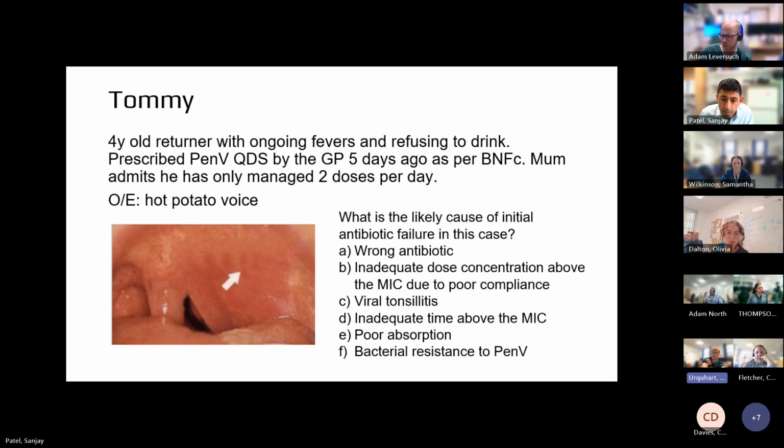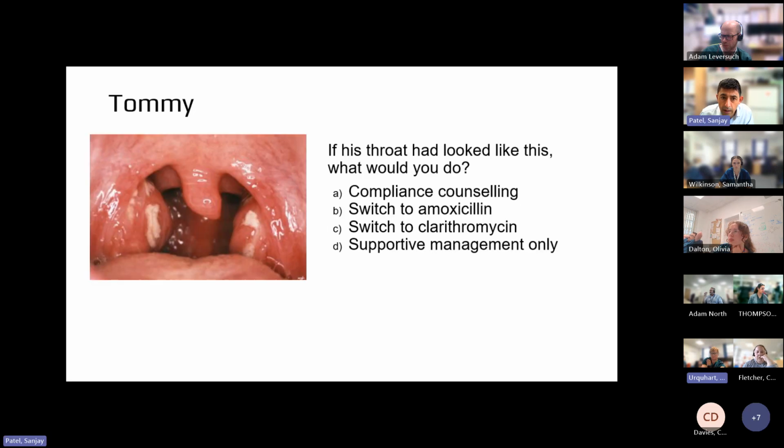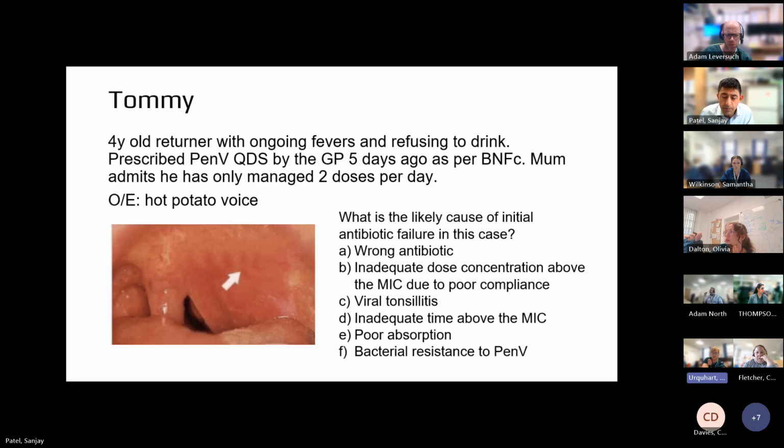So the majority of people have picked that it's inadequate time above the MIC. And then we have a smattering of viral tonsillitis, inadequate concentration, and bacterial resistance. Yeah, and I think all of that's right. Tonsillitis, we often use things like fever pain. It's a good scoring system to give us an idea of whether it's likely to be group A strep.